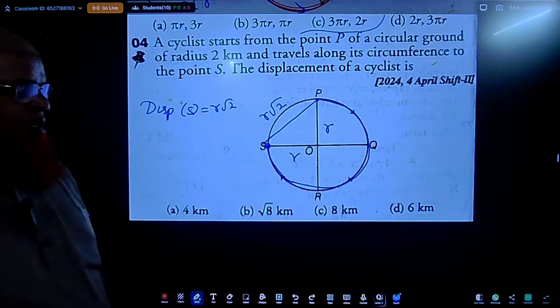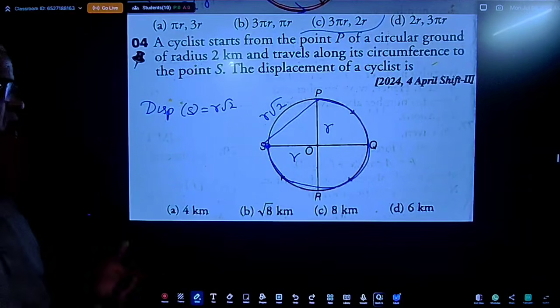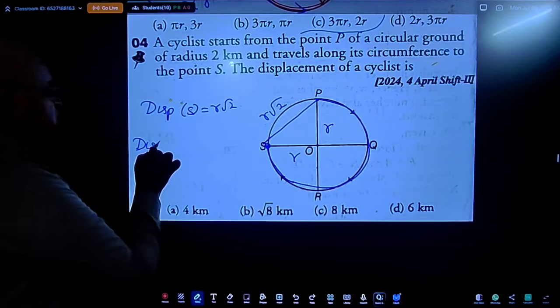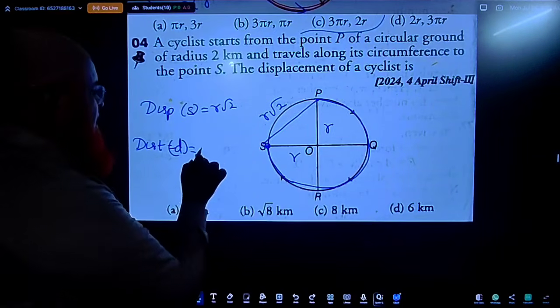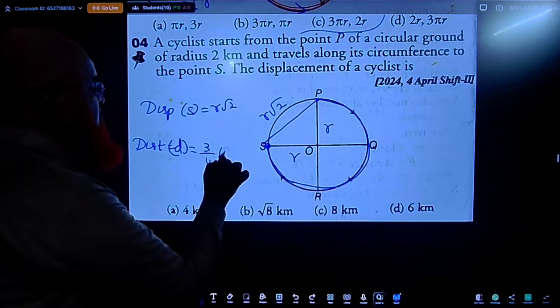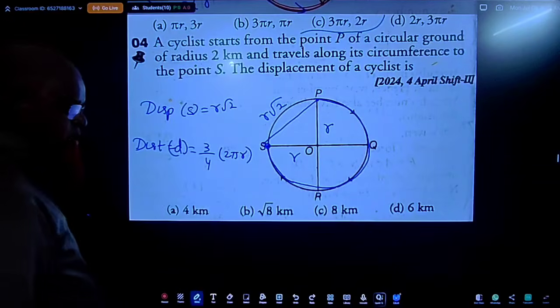So this is r root 2. He didn't ask us the distance, but if you want to find the distance, how are you going to find it? Distance is given by letter d. So it is nothing but 3/4 of the total circumference 2 pi r, isn't it?